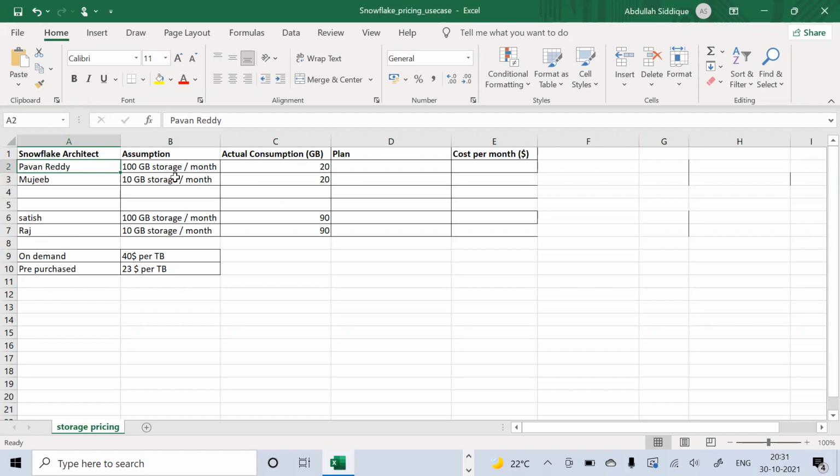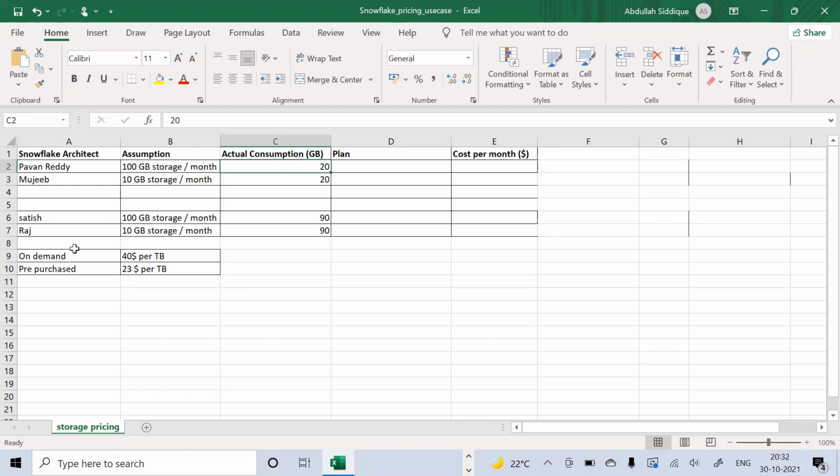The scenario is that you guys are Snowflake architects, and you have an assumption that there is 100 GB storage per month. This is your assumption in your project, and in your other project it is 10 GB storage per month, but the actual consumption is 20 GB. So this has happened over time. It doesn't matter what plan you had chosen. Over time, maybe after 1 or 2 months, you come to know that this was our assumption, but actually my actual consumption is this only, 20 GB.